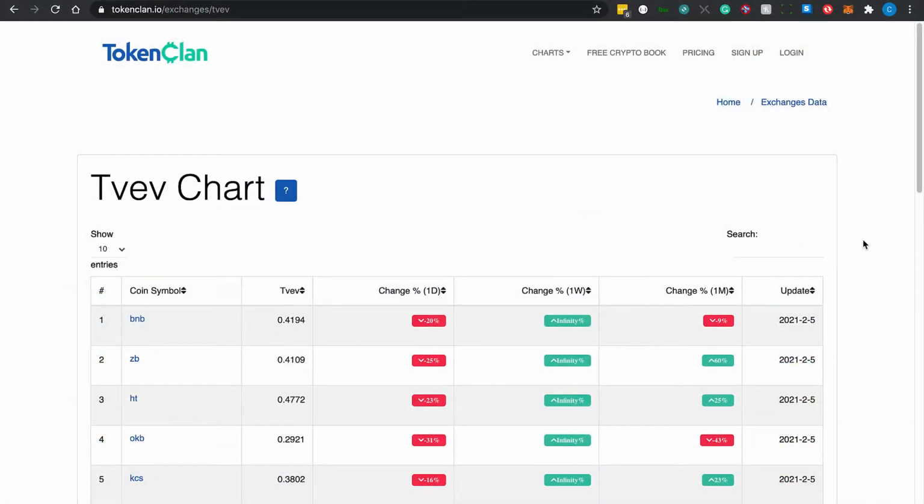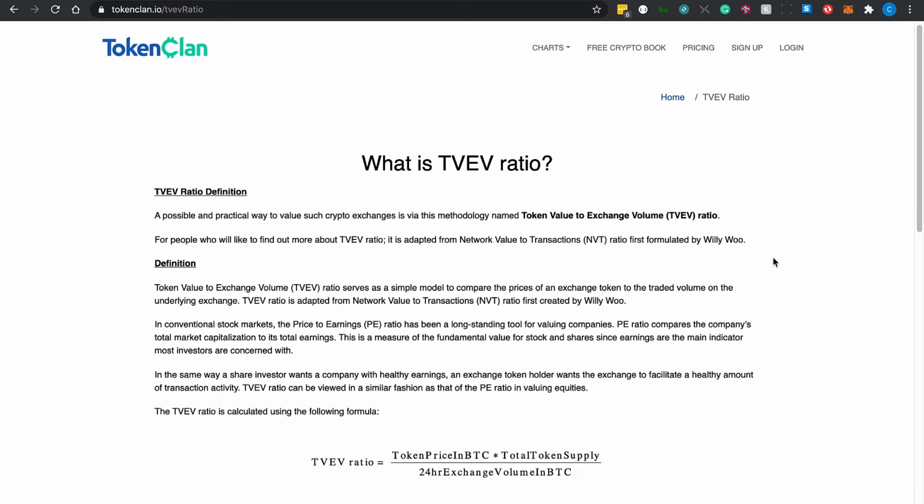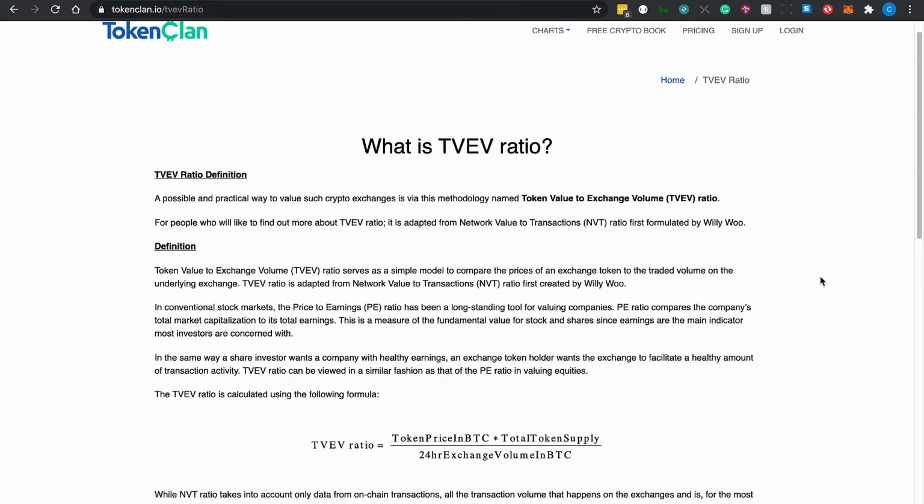Alright, so now we are at this page called TokenClan.io. So we are at this page, which is the TVEV ratio chart. If you want to know more about what the TVEV ratio is, you can come to this page and there is a question mark here. You can click on it and there is a short article that is written about what the TVEV ratio is all about.